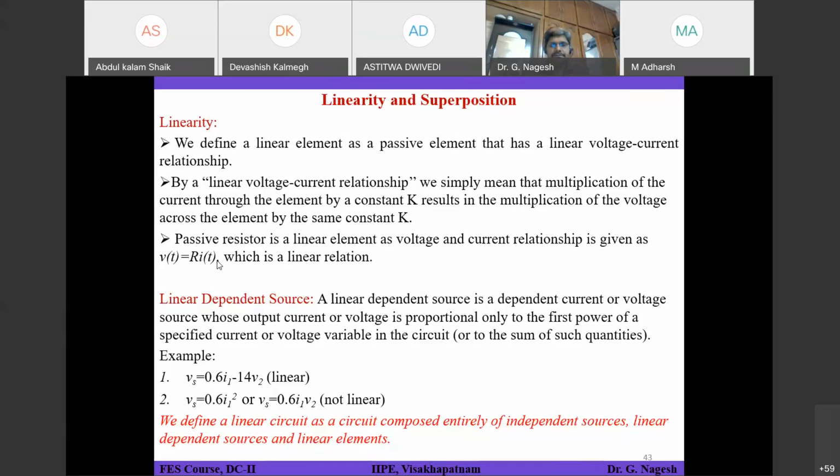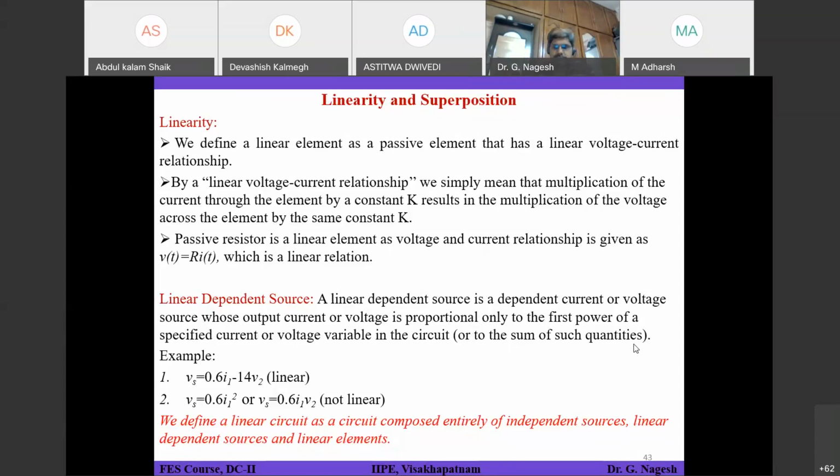Next we will see what a linear dependent source is. We have seen four kinds of sources. Basically two kinds: one is the independent source, another is the dependent source. In independent sources, we have the independent current source and independent voltage source, and in dependent sources we have seen four categories. So what is a linear dependent source? A linear dependent source is a dependent current or voltage source whose output current or voltage is proportional only to the first power of a specified current or voltage variable in the circuit, or the sum of such quantities.